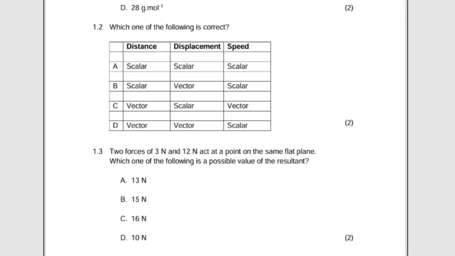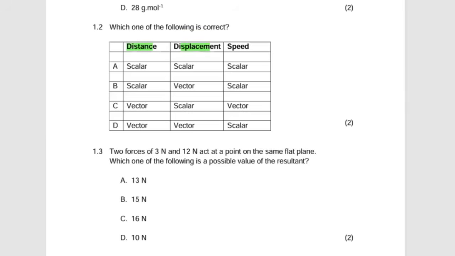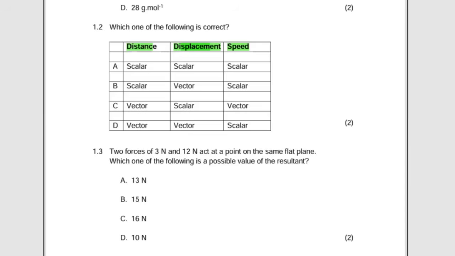Then to proceed to question 1.2, which reads: which one of the following is correct? So we're looking for a correct option, right? We're given distance, displacement, and speed. It seems we're supposed to identify them as scalar and vector quantities, right? So I will automatically select speed and say this one is a scalar quantity. The next one is displacement, which is a vector quantity. Then the final one is distance, which is also a scalar quantity. So these are the options that we are looking for.